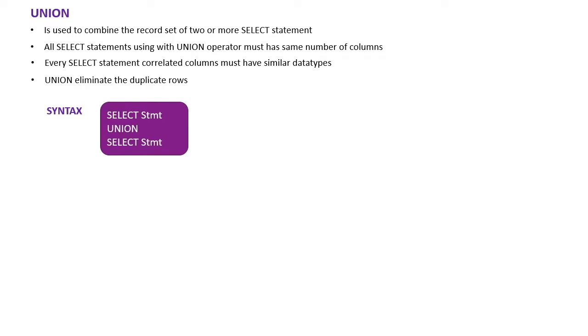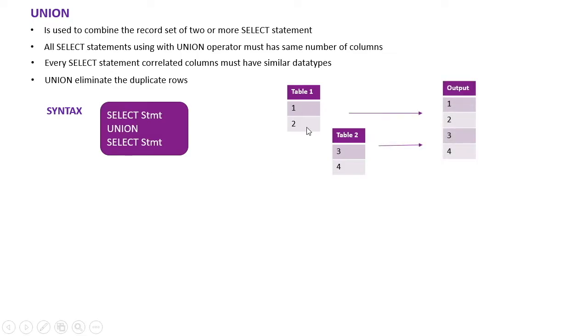When we apply the UNION with two SELECT statements, let's say in this example table 1 and table 2, we can see table 1 and table 2 both have single columns, where table 1 has 1 and 2 and table 2 has 3 and 4. So when the record set combines, it gives us a single column with all values of table 1 and table 2. Let's see in the example.